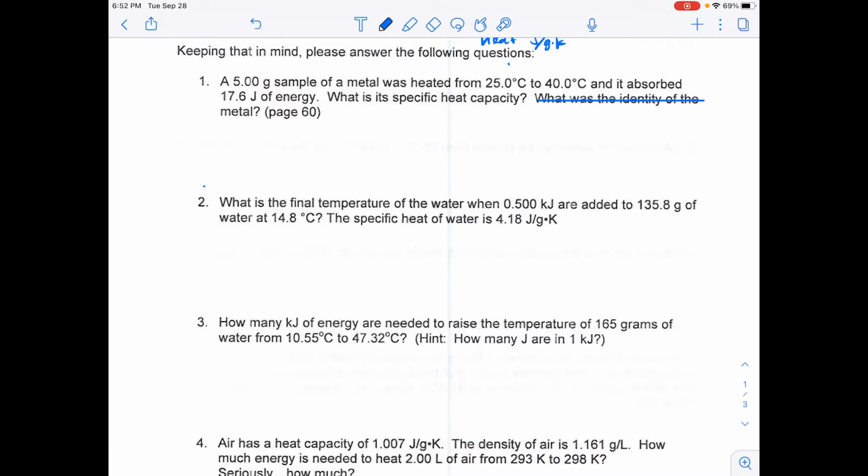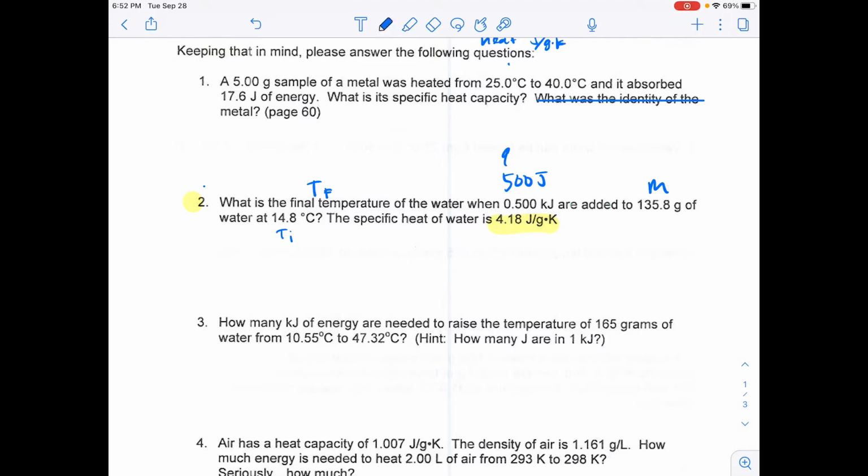Let's start with number 2. I did problems 1 and 3 in class, I think, but here's number 2. It says, what's the final temperature of the water when 0.5 kilojoules, which should be in joules, that's 500 joules, that's the Q, are added to 135.8 grams, there's your mass, of water at 14.8 degrees Celsius. There's your initial temperature. The specific heat of water, which you need on a couple of these problems, is right there at 4.18 joules per gram times Kelvin.